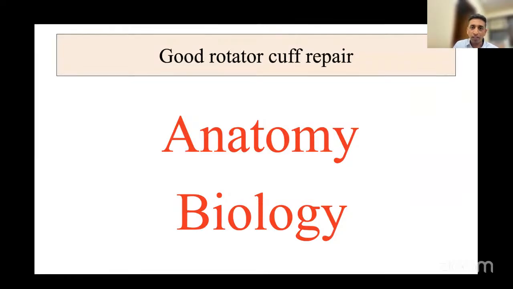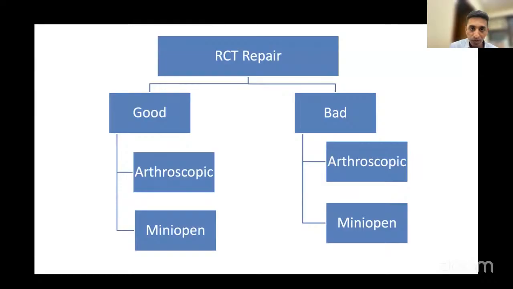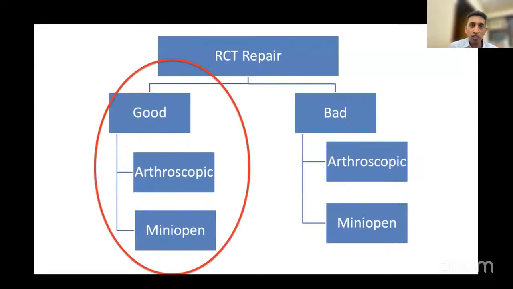So a good rotator cuff repair depends on creating good anatomy and good biology at the rotator cuff level. It is worth reiterating this slide: when we are going to repair, we need to achieve a good repair of anatomy and biology, rather than be fanatic about what approach we are going to take.